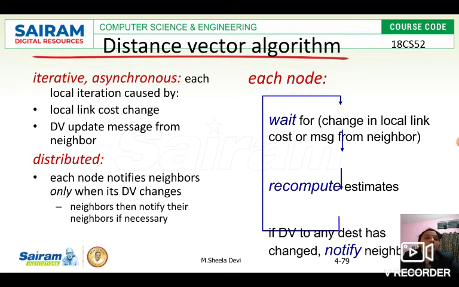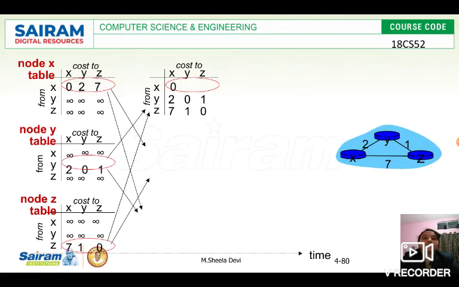And if any changes are there, if a minimum value or minimum cost path is found after getting the message, it will also notify its own neighbors that there is a route from x to v which is lower than what we have. So if it is useful for my neighbor, he will use it, otherwise he will not use that. This is what happens.